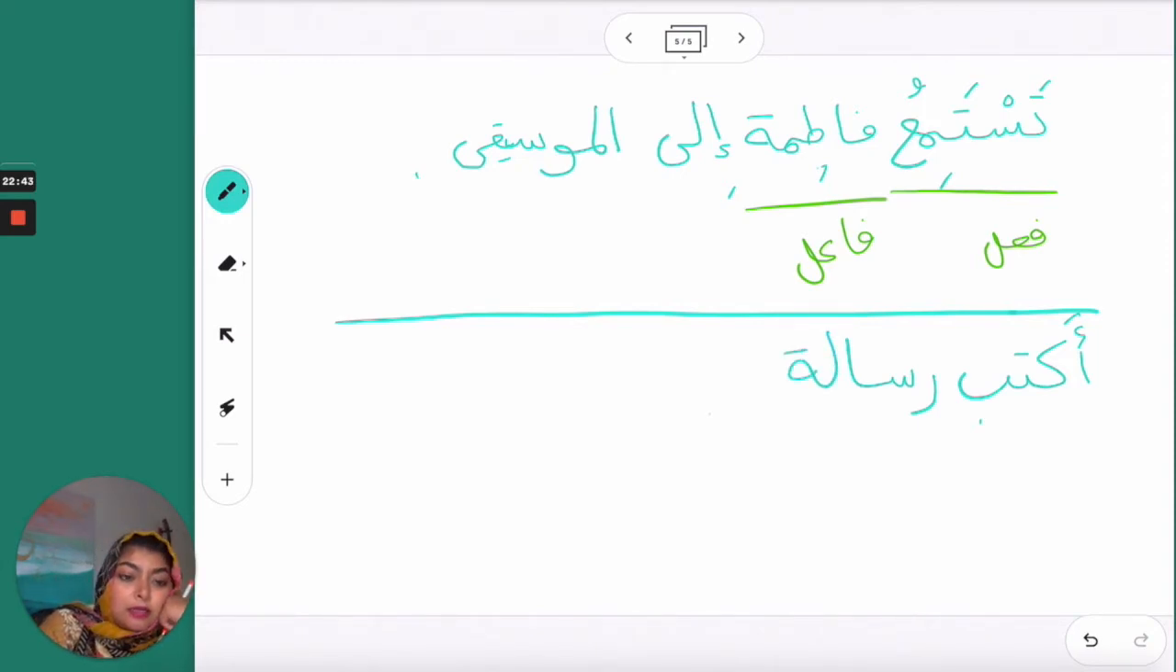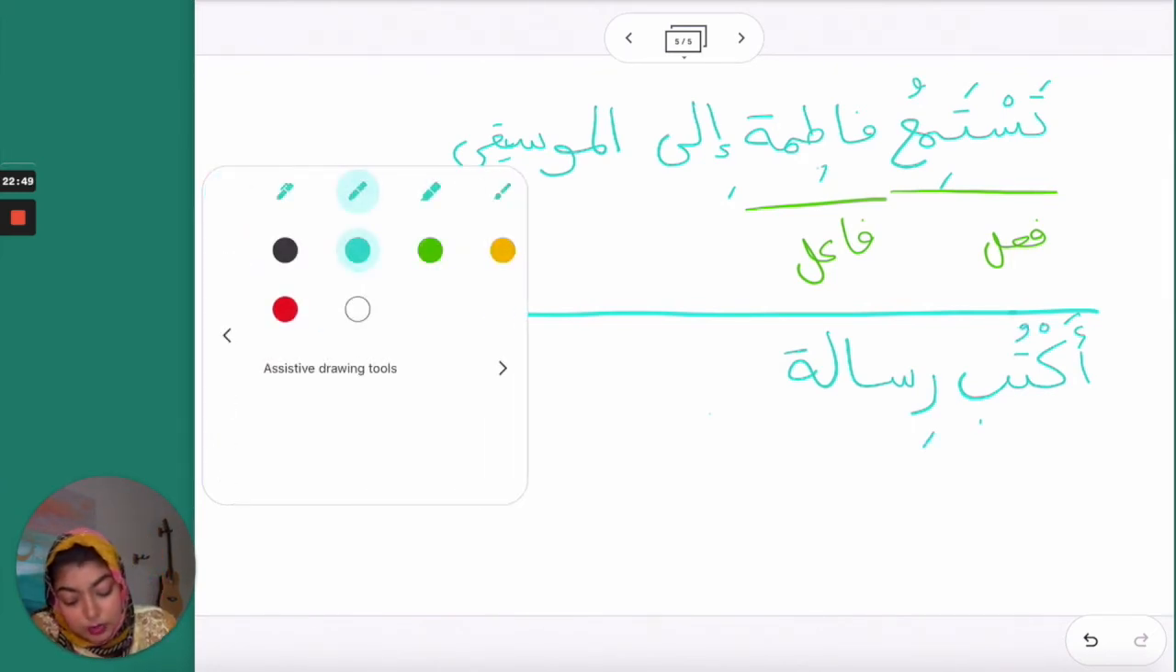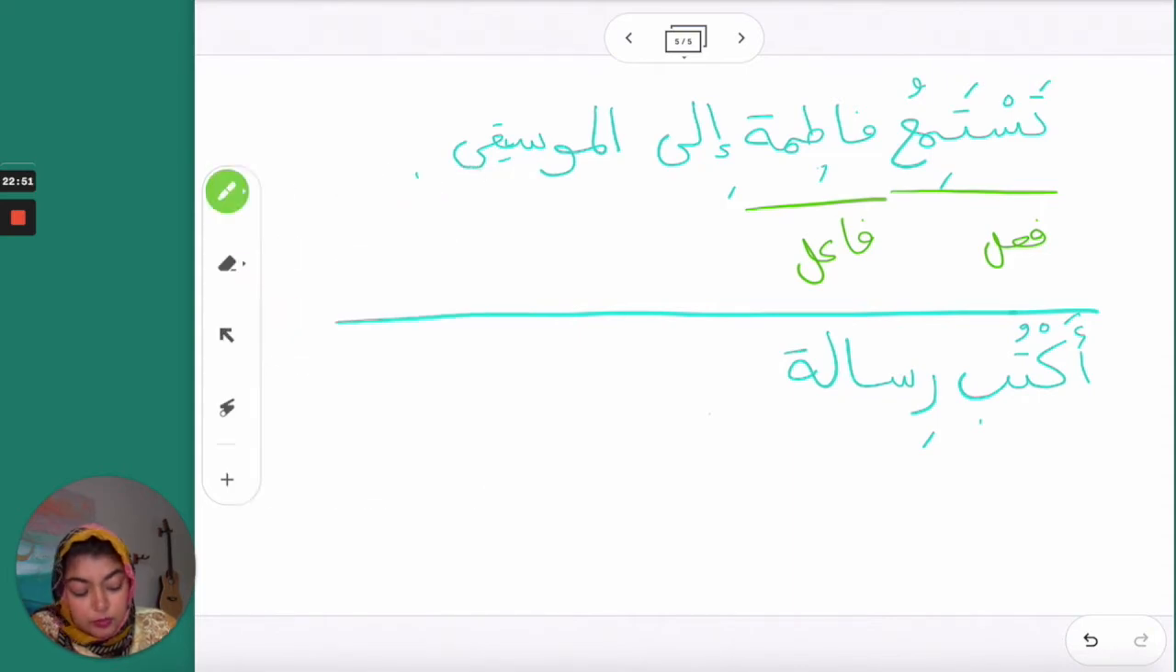I'm writing a letter. أكتب رسالة. أول كلمة, first word. What is the first word? Is it a noun or a verb? أكتب, I write or I'm writing. So that's a verb. الفاعل, من يكتب؟ Who's writing? Who is writing? If you said رسالة, is the letter writing? Who's writing?